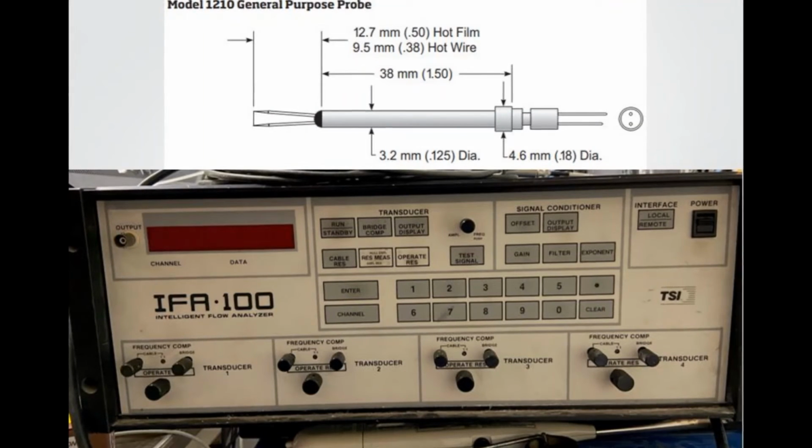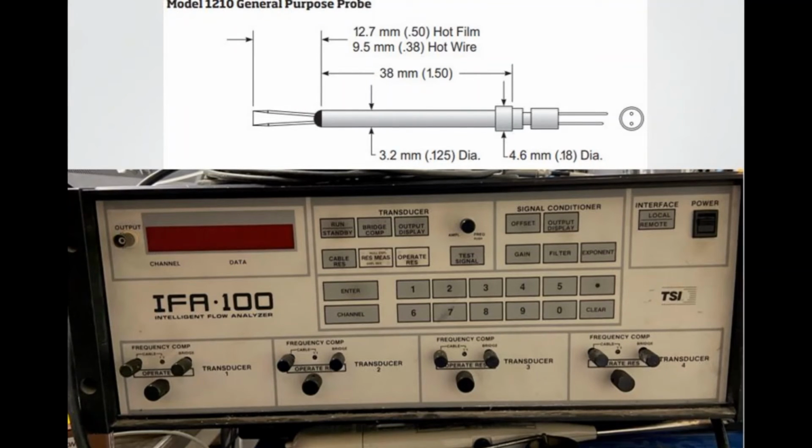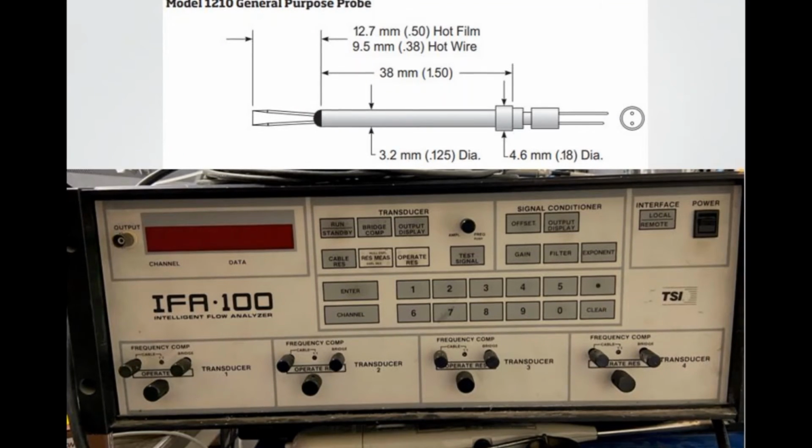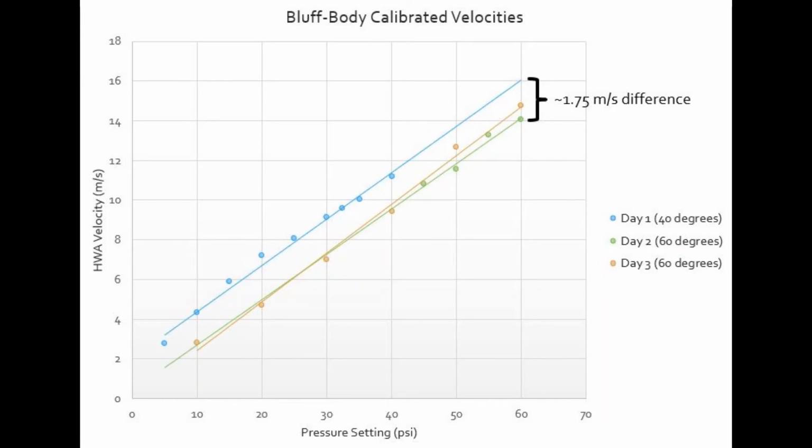The voltage change is displayed and outputted from the intelligent flow analyzer, which can be seen in the bottom picture. I measured the velocity at different pressure settings on multiple days where the daily high temperature varied by day. I noticed that even after running the compressor for half an hour before conducting hot wire anemometry, the temperature of the air that enters the compressor from outside impacts the velocity at the bluff body. Between days with high temperatures of 40 degrees and 60 degrees Fahrenheit, the average hot wire velocity at a given pressure setting differs by 1.75 meters per second.